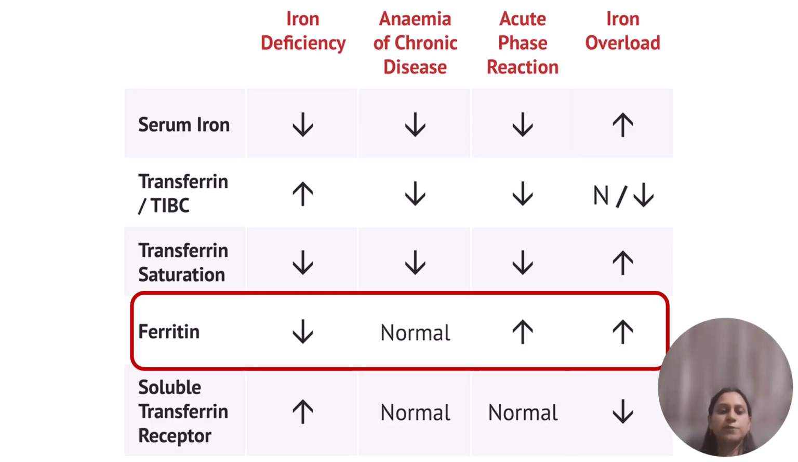So as I mentioned, ferritin levels are low in iron deficiency. It is normal in anemia of chronic disease because it is an acute phase reactant, and whenever there is acute illness, acute infection, or a chronic inflammatory state, the levels of ferritin tend to rise, and it is also increased in states of iron overload.